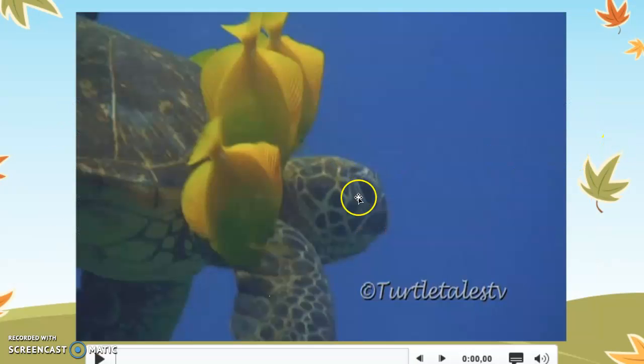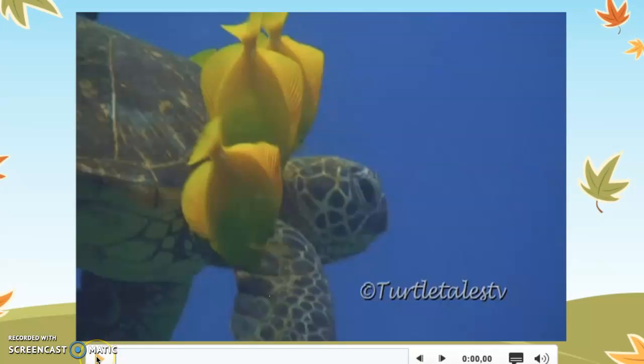And here we can see a turtle, right? Because they move so slowly, lots of moss and algae grows on the turtle's back. And then these fish are called surgeon fish, and these surgeon fish then eat the algae.